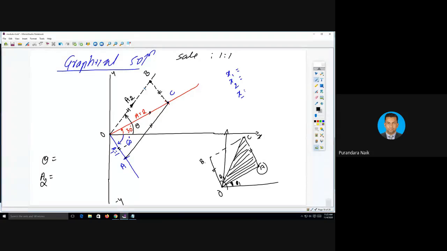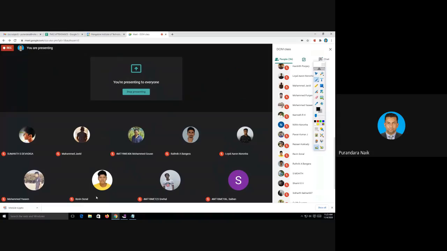So compare this theta and A2 with the analytical solution. If it is similar or very near, then you can say your answer is right. Otherwise, you need to check the solution, both graphical as well as analytical. Okay, thank you. If possible, we'll do it in the next class. Graphical solution, try to complete it. Okay. Thank you.